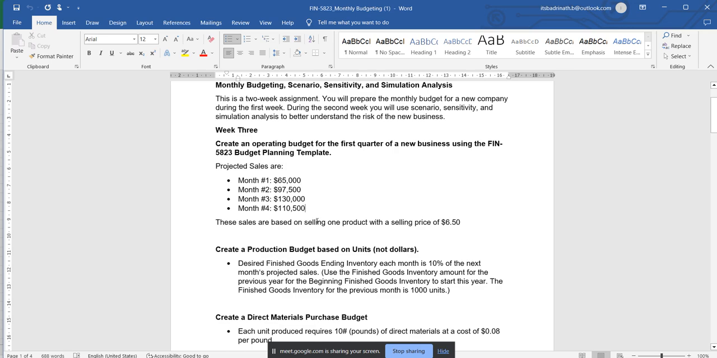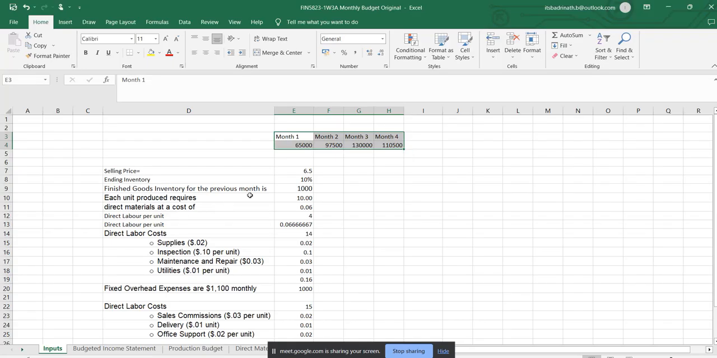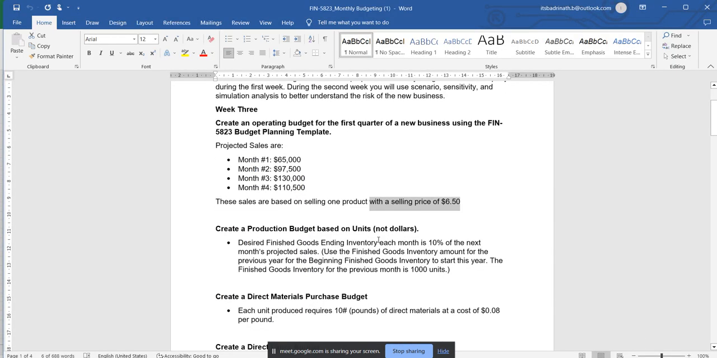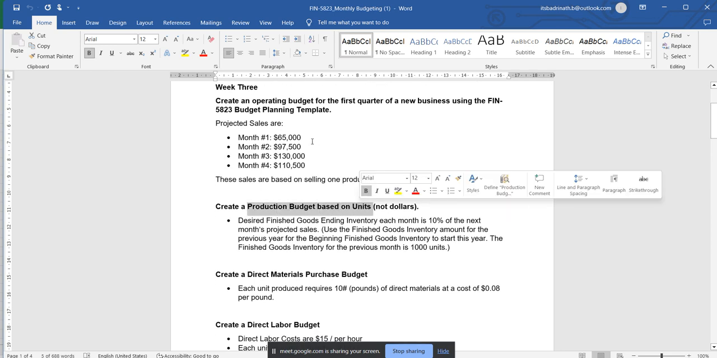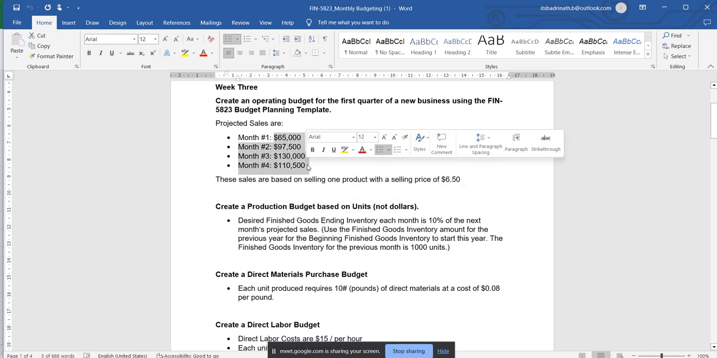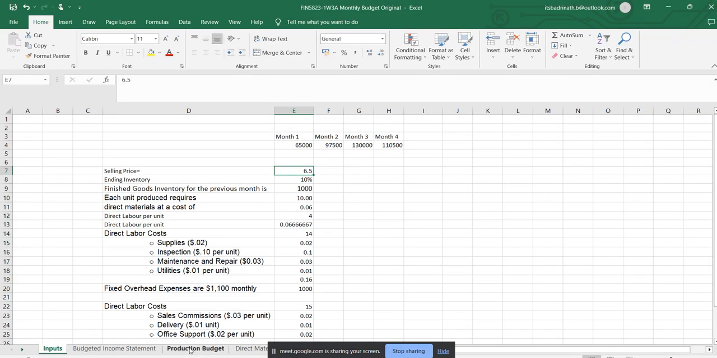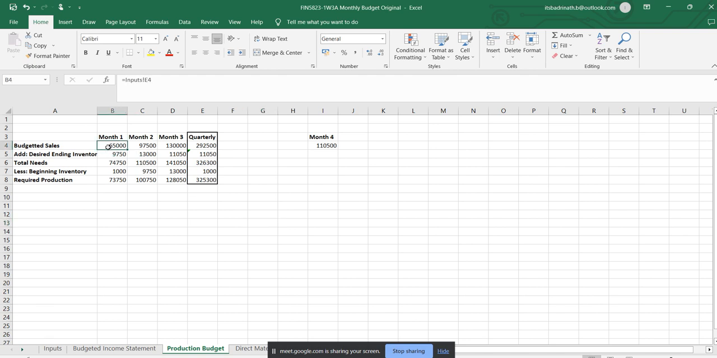Next, for the first task, the selling price is already there. For that purpose, I mentioned the selling price in some row. Now we are supposed to create a production budget based on units, not dollars. Here we have sales values that should be transformed into units before we perform the analysis. I also misunderstood this earlier, but now I am able to understand it.